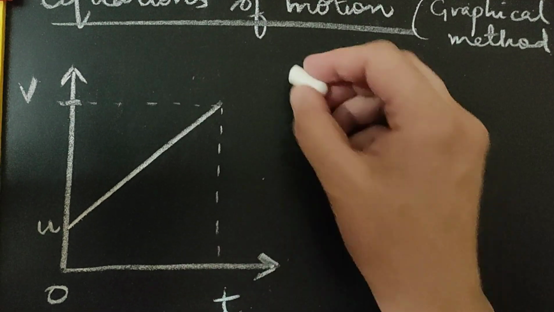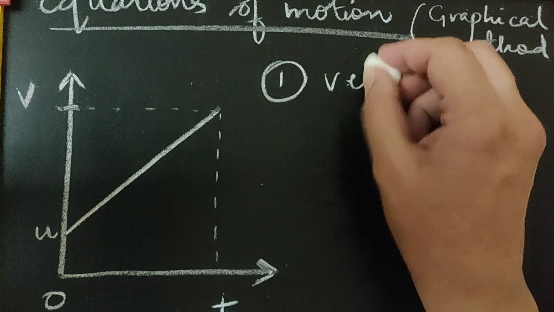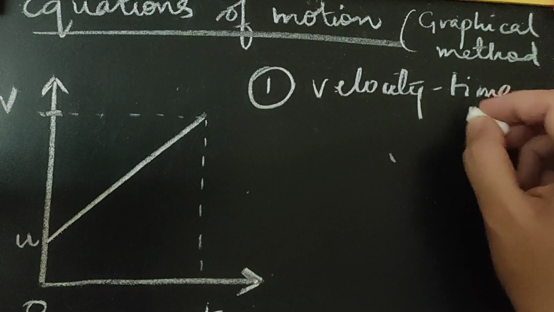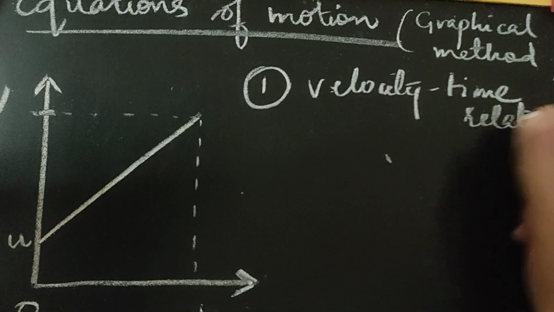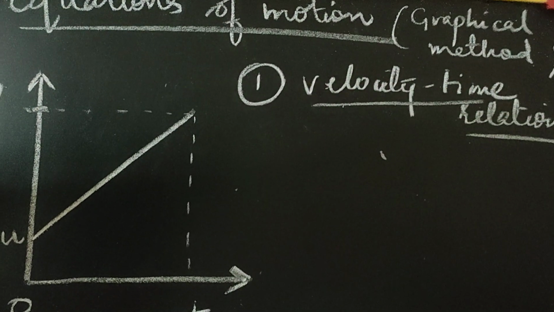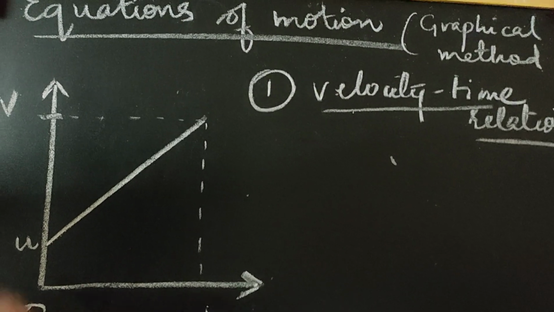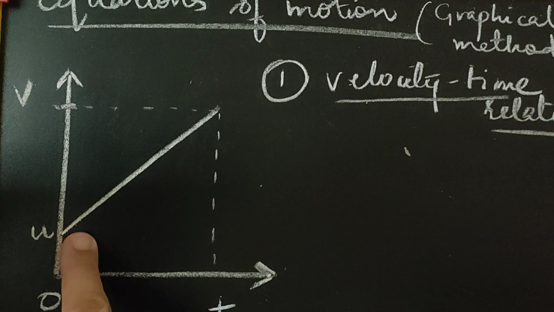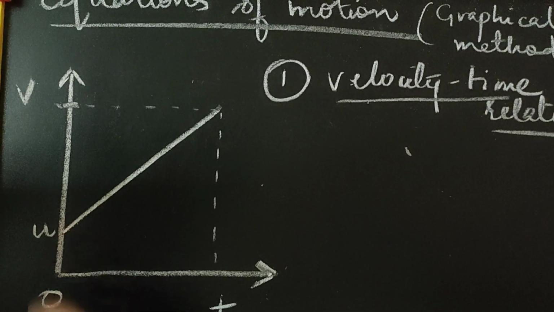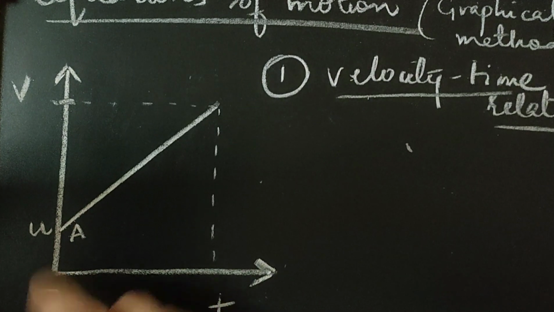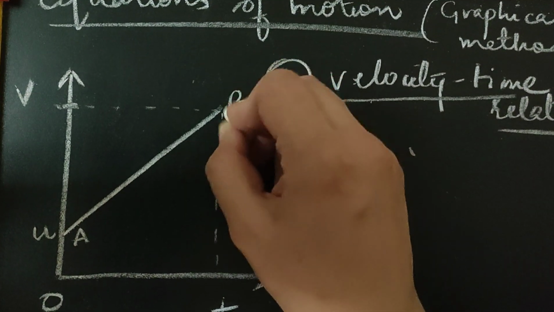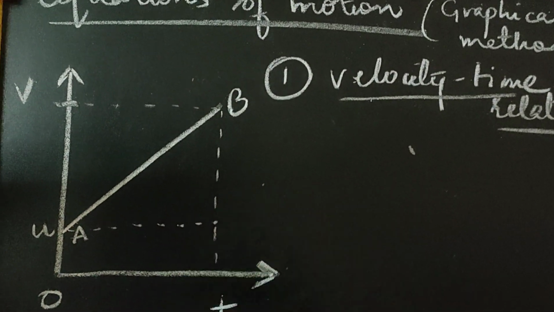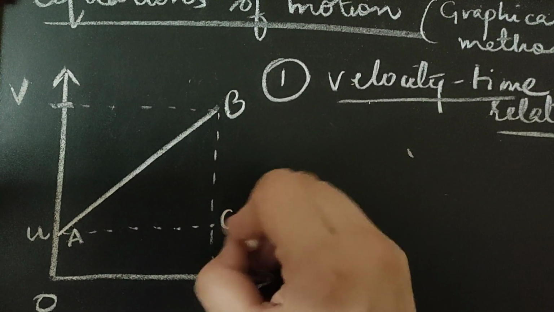So the first equation of motion is also known as the velocity time relation. We are going to derive a relationship between velocity and time. This we have already done when we had defined acceleration from VT graph. I'll label this graph. Suppose this is point O. This point from where the initial velocity can be calculated, say, is point A. This final point of observation is point B. And I'll also complete this right triangle and label this point C.